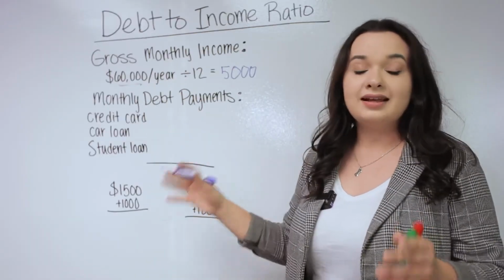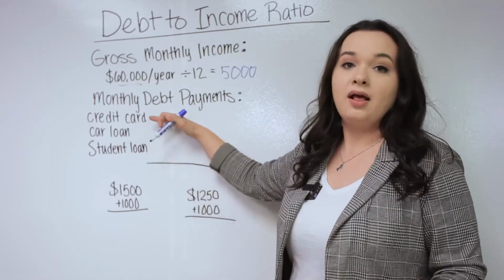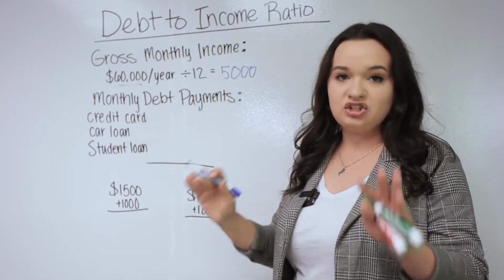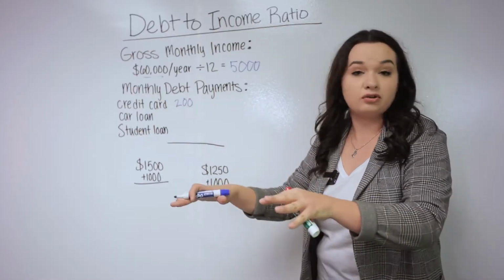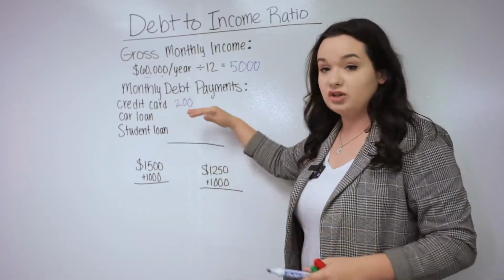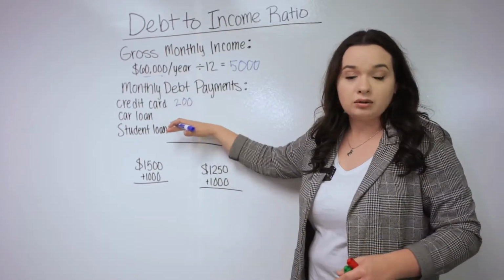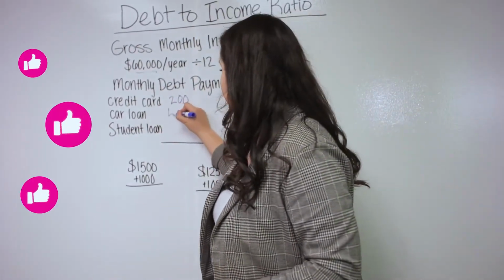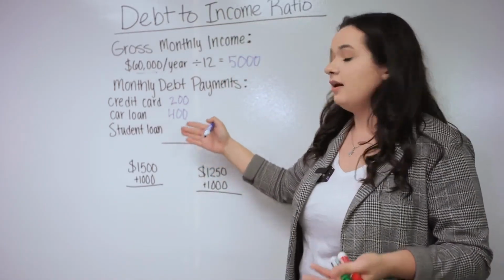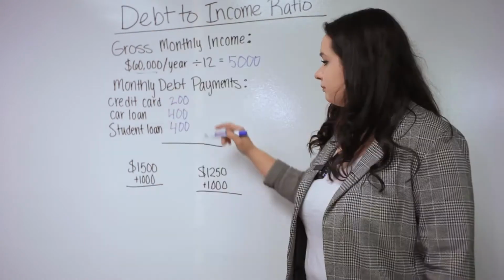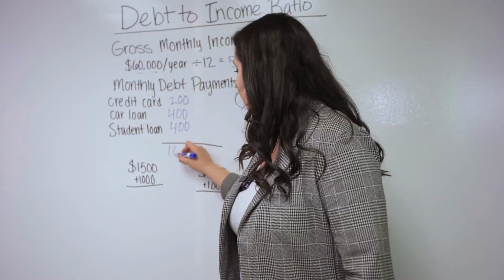We are going to use your minimum monthly payment for each of these options. So for example, let's say that I pay $200 every month towards my credit card. That's my minimum due each month on my balance. Even if I'm contributing more, let's say I'm contributing $400 a month to pay a balance down, we're just using the required minimum in this section. Now, car loan, let's put $400 there. And student loan, we're going to say that's $400 as well. We're going to add up these debt payments. That would give us $1,000.